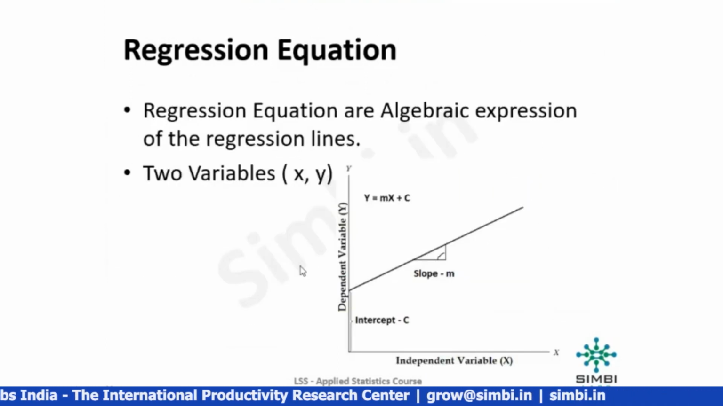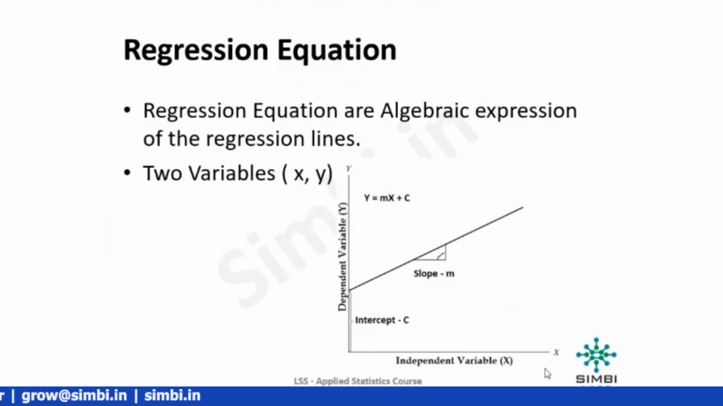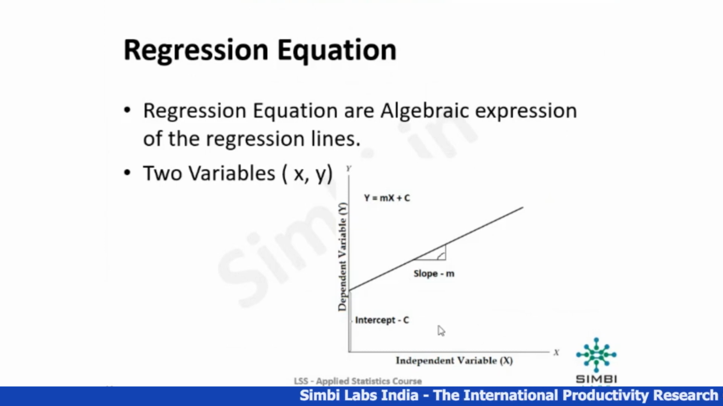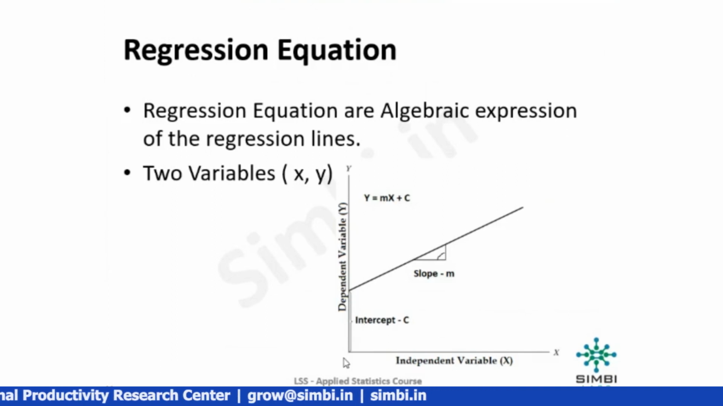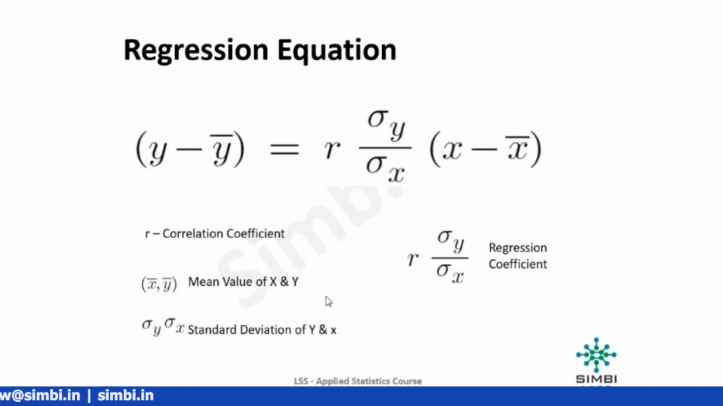And the regression equation is like this. Two variables x comma y. Y is the dependent and x is the independent variable. And on the y-axis and x-axis, y equal to mx plus c and x equal to my plus c. And the slope value will be here, and then the intercept value will be denoted here, intercept c. So this is the equation for both variables.